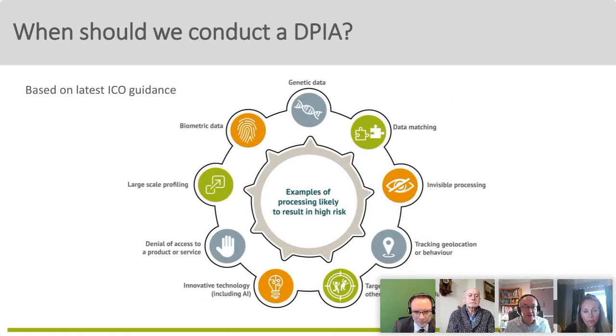Thank you. So in terms of the situations when we need to conduct a DPIA, this is actually based on the latest ICO guidance, and we've just created this into an illustration. There's a range of things that, for many of us, may be quite familiar. So there's innovative technology, denial of access to a product or service, large-scale profiling, which I'm sure we'll probably talk about during the course of this, what large-scale means, biometric and genetic data, matching data sets together. Invisible processing, which I find comes up fairly regularly, where individuals are not aware of the processing and therefore the implications that causes, tracking geolocation behavior, and then targeting of children or other vulnerable individuals. So those are the latest guidance on when there's likely to be a high risk, and therefore a DPIA should be conducted. Show the next one.